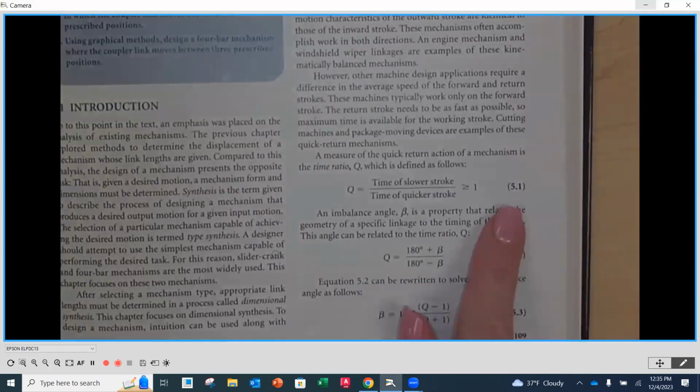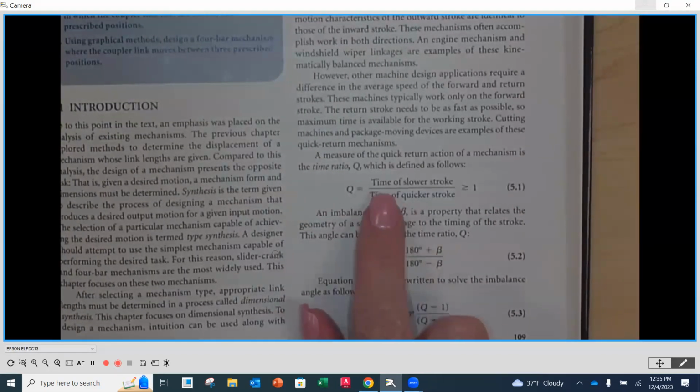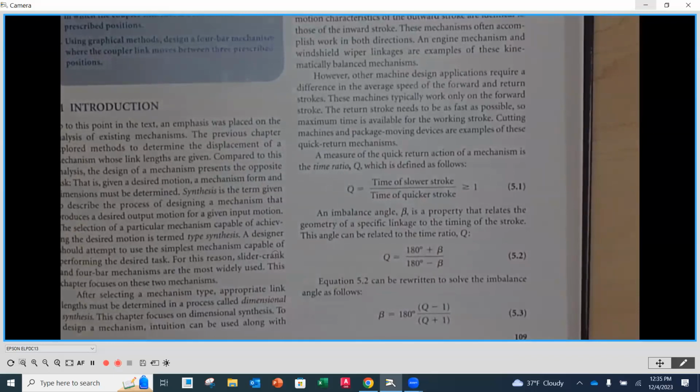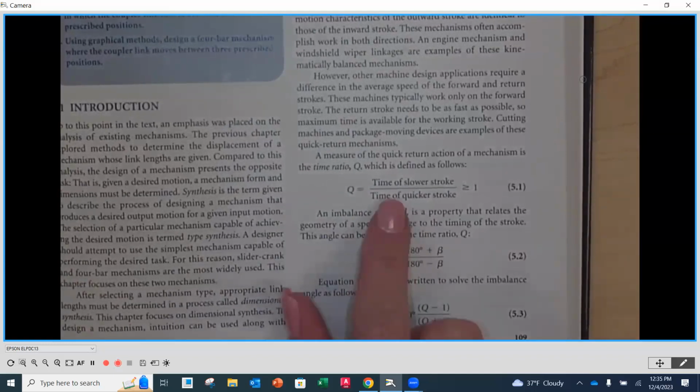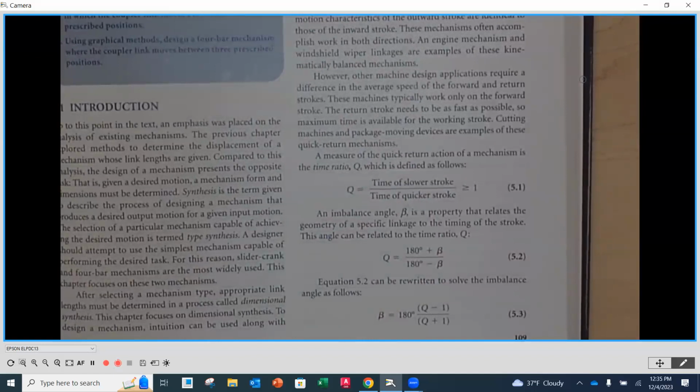So equation 5-1. Q, the time ratio, is the time of the slower stroke, which in the case of what we saw earlier is where the work is going to be done, divided by the time of the quicker stroke, which is usually on that return. So if we have a symmetrical motion and our Q is equal to 1, that means the same amount of time to go in the outward stroke as the inward. That's symmetrical motion.